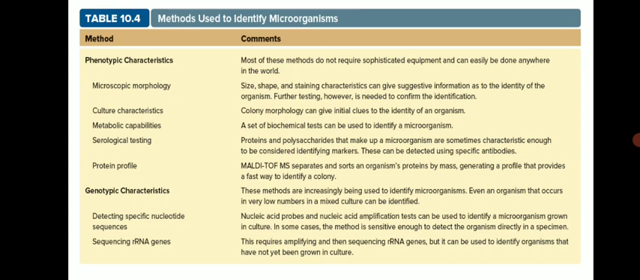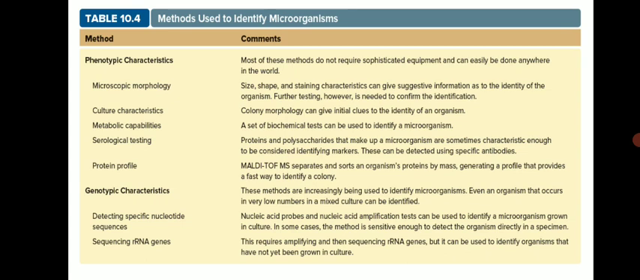Then various metabolic capabilities: it is a set of biochemical tests that can be used to identify microorganisms, and they are very important as far as traditional or modern methods are concerned. It includes in vivo tests, then various carbohydrate fermentation tests, then various enzyme production tests. The next is serological testing. Serological testing is based on various proteins and polysaccharides that make up a microorganism and are sometimes characteristic enough to be considered identifying markers, and these can be detected using specific antibodies.